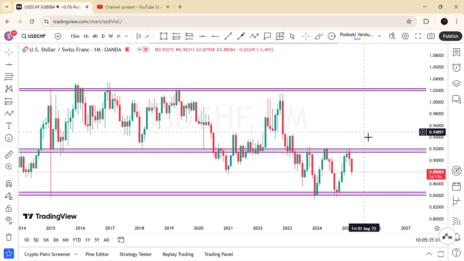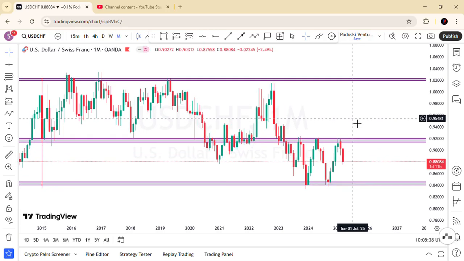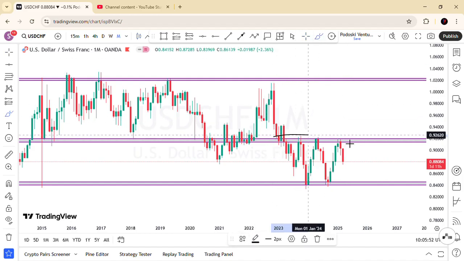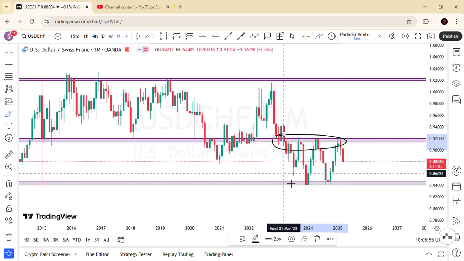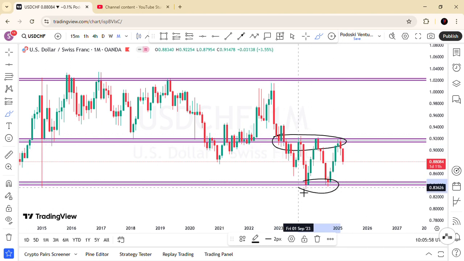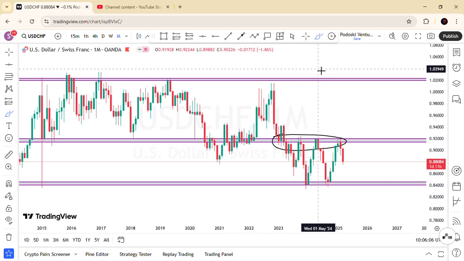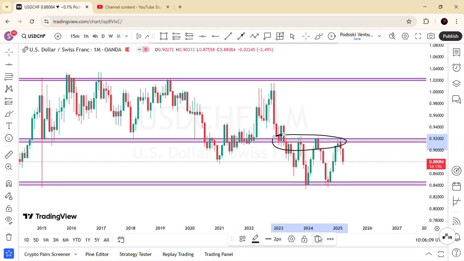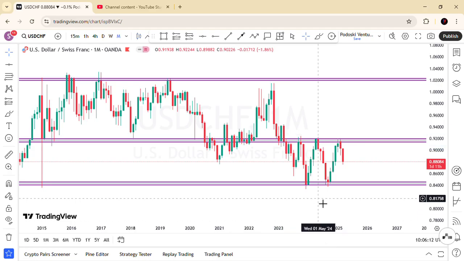So on USD CHF on the monthly time frame, what am I seeing? I am seeing a very beautiful downtrend, a very nice bearish market. Why am I saying price is bearish? If you see over here, anytime price taps into this supply zone, it drops to the demand zone, and when it touches the demand zone, it goes up to the supply zone. So what does that tell us? USD CHF is ranging on the monthly time frame.